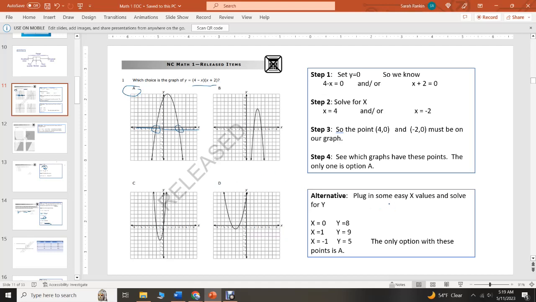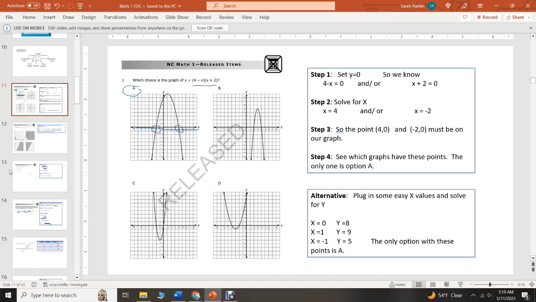Now, an alternative, if you didn't think of this, and if you had time, is you could just start plugging in simple x's, calculate the y, and graph it. So if you're really stuck, you can do the alternative. But the easiest way is to find my zeros, which is where it crosses the x-axis, by setting my function equal to 0, and then solving.